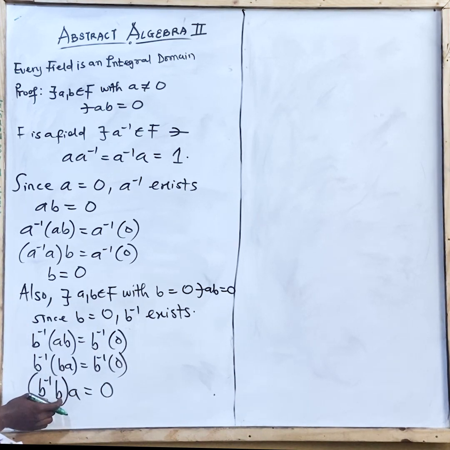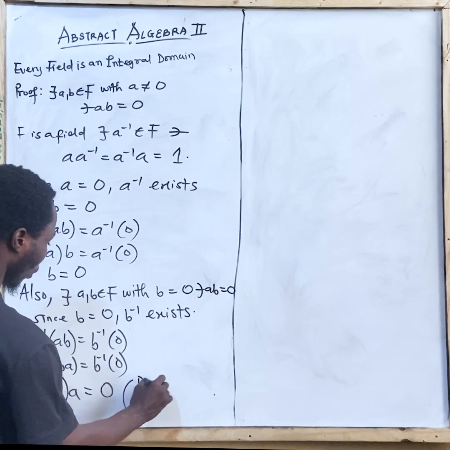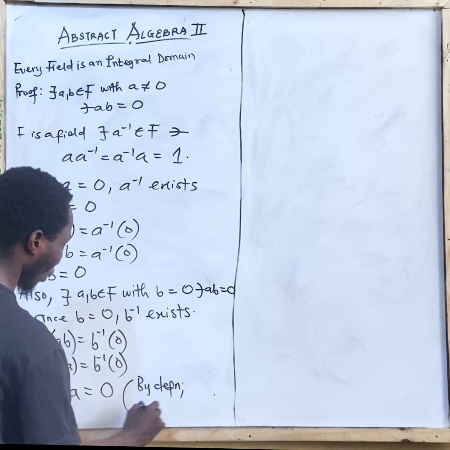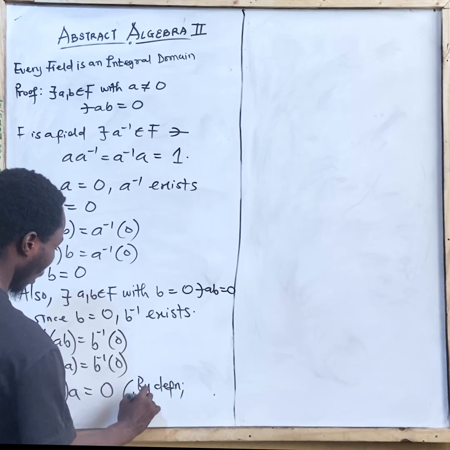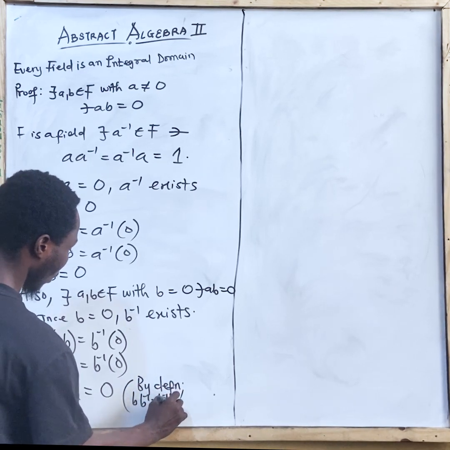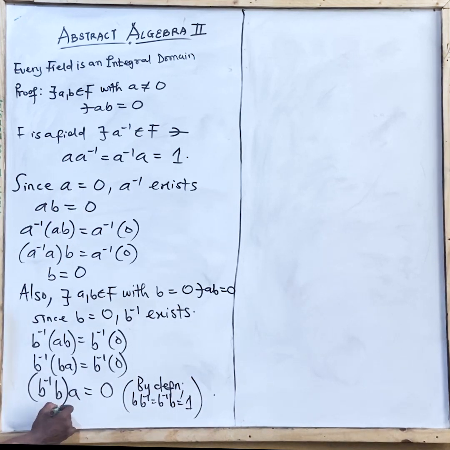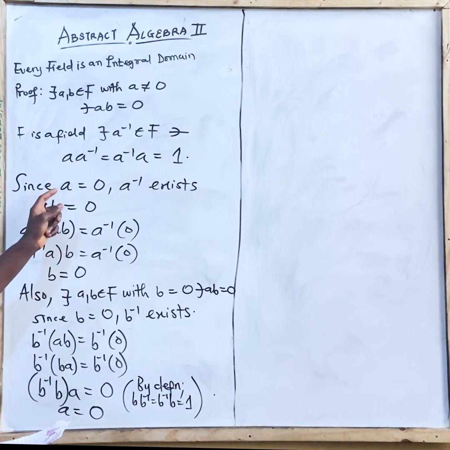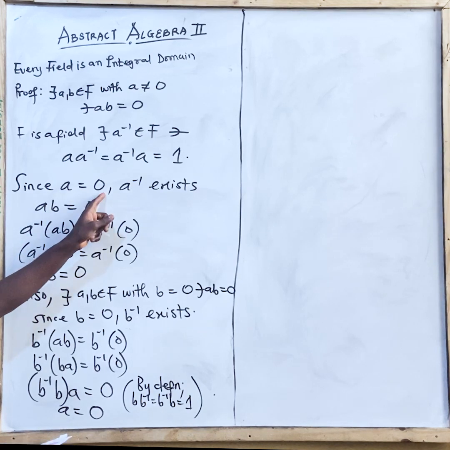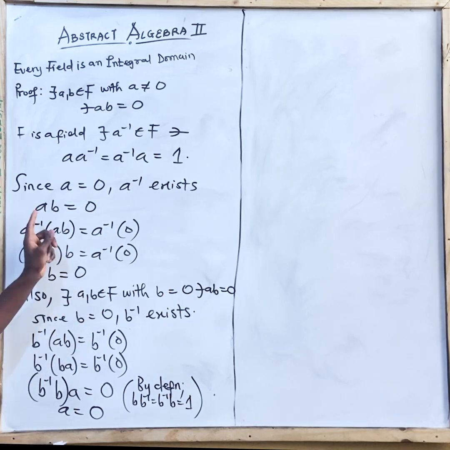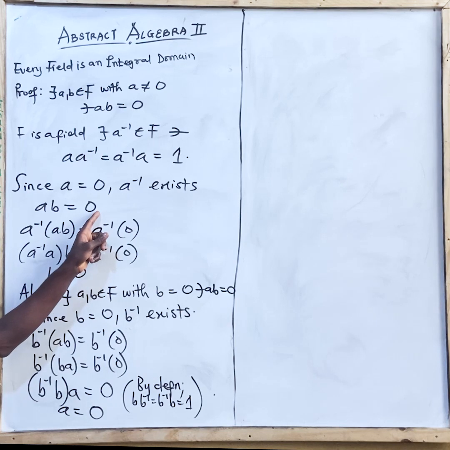So B inverse times B, from the definition, I can just write the definition here. By definition, B times B inverse, which equals B inverse times B, equals 1. So this will be 1 times A, that's A, which will be equal to 0. So I've been able to show that if A is not equal to 0 and B is equal to 0, AB is equal to 0. That has no zero divisor.